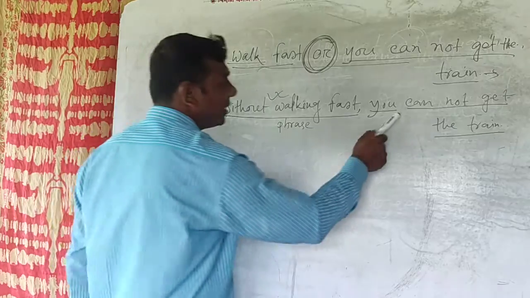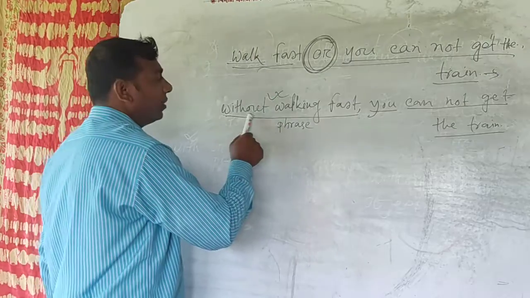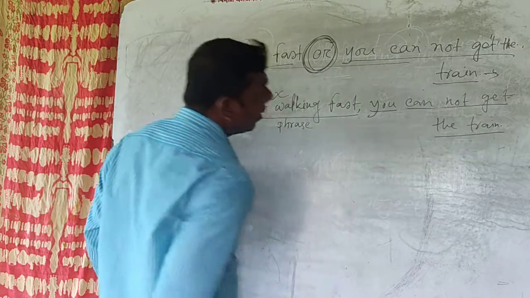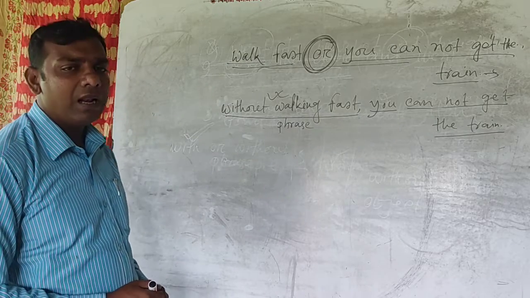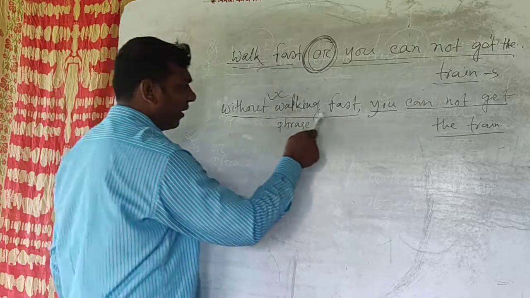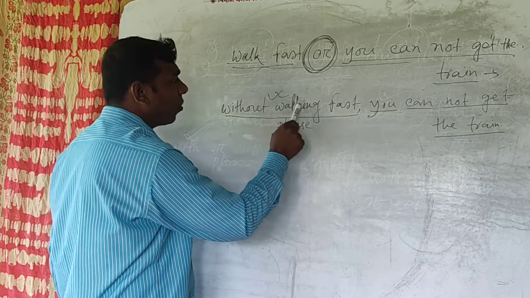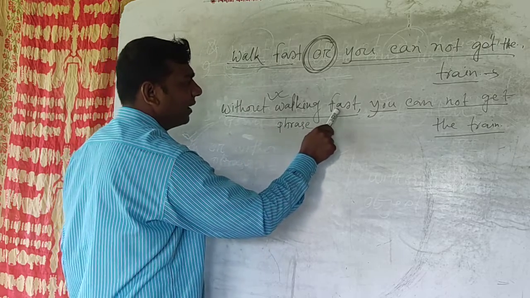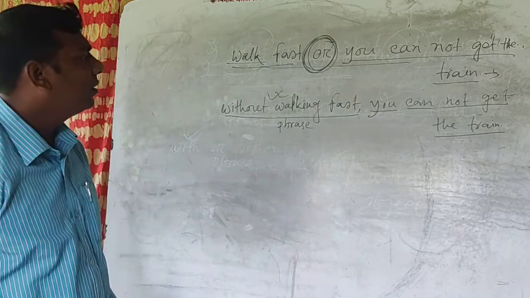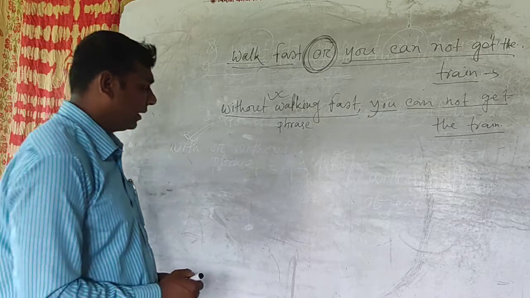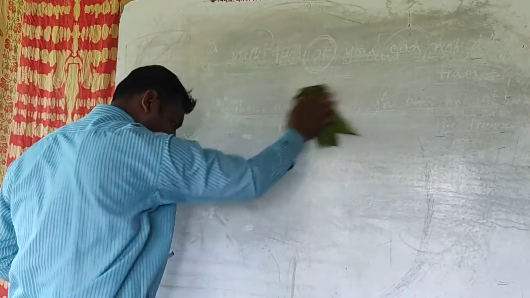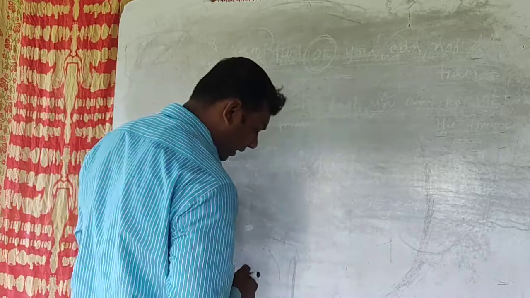So here are one principal clause and one phrase. Without walking fast is a phrase, you is a subject, cannot get is a verb, the train is an object. So it is a simple sentence. Dear students, we know that the structure of a simple sentence is with or without phrase. Here is a with phrase. Let's see another example.